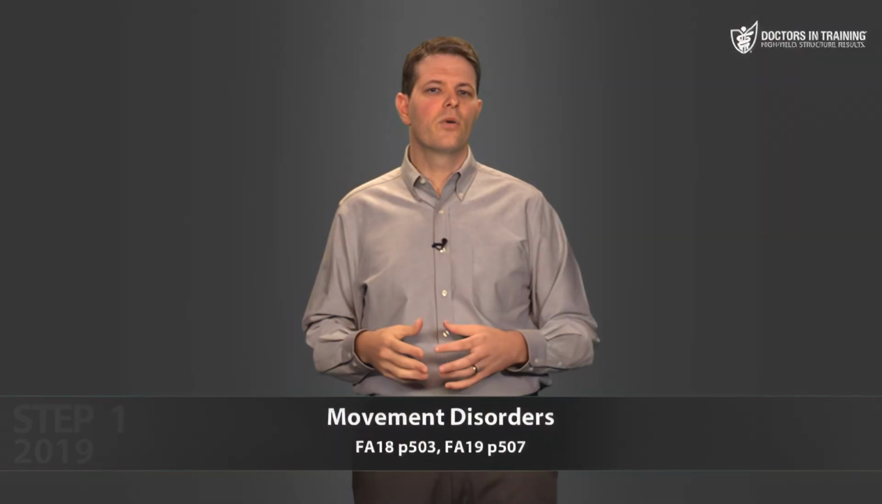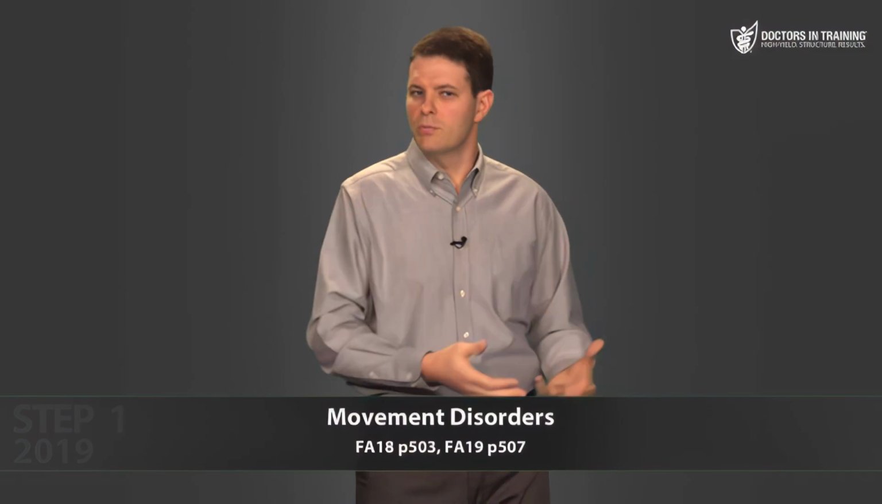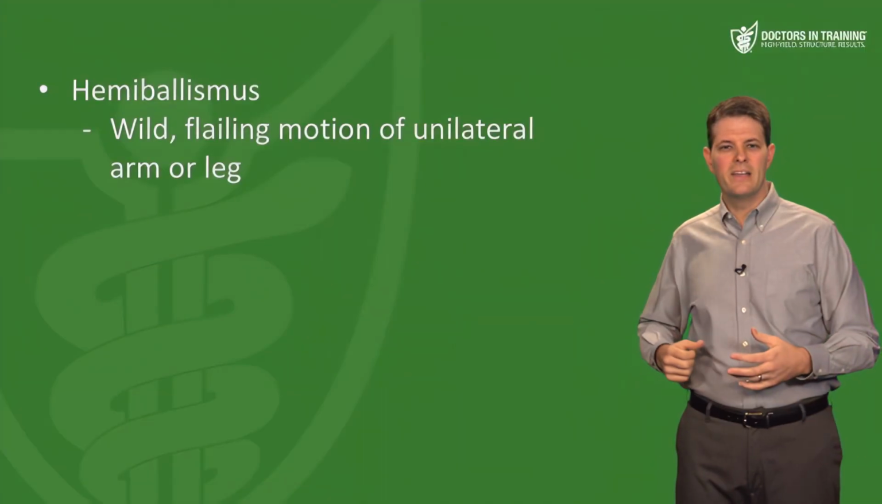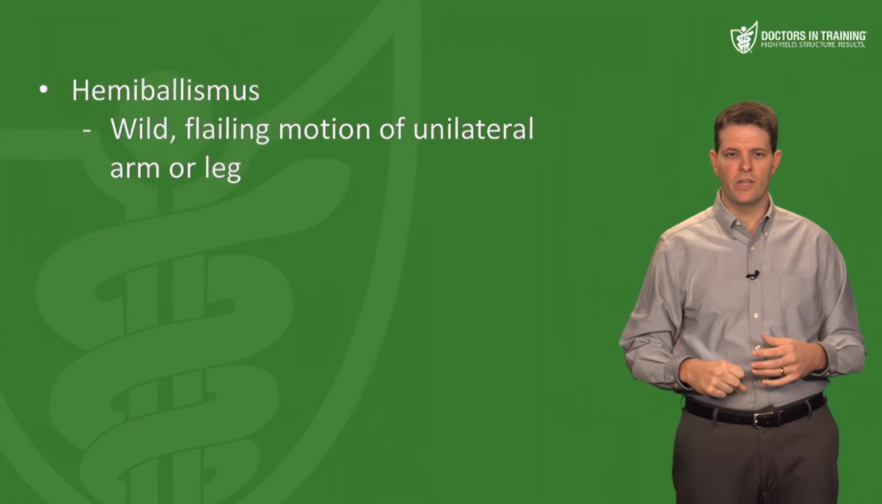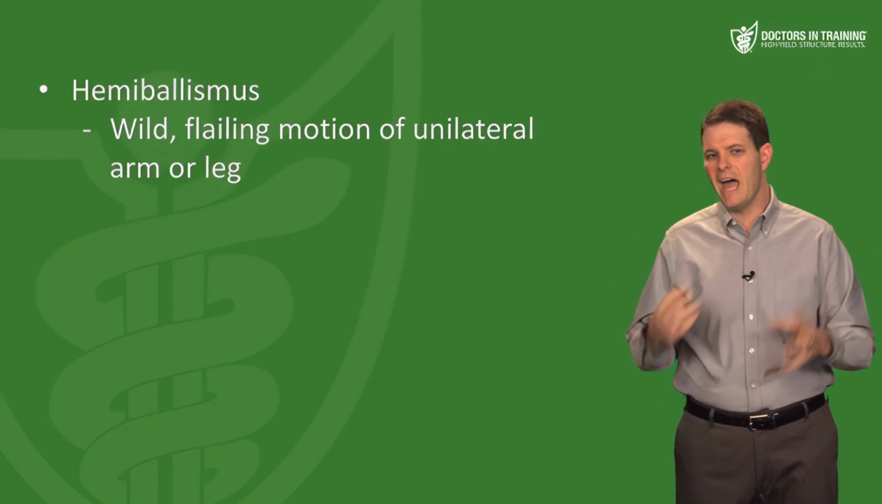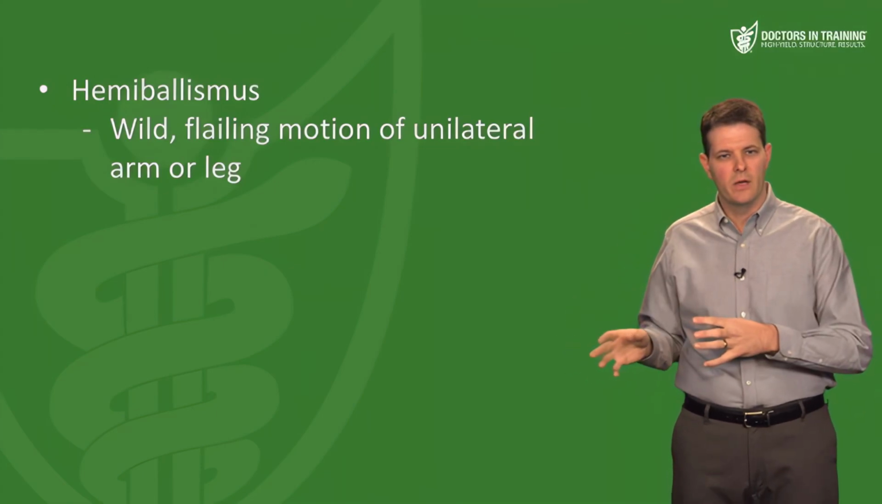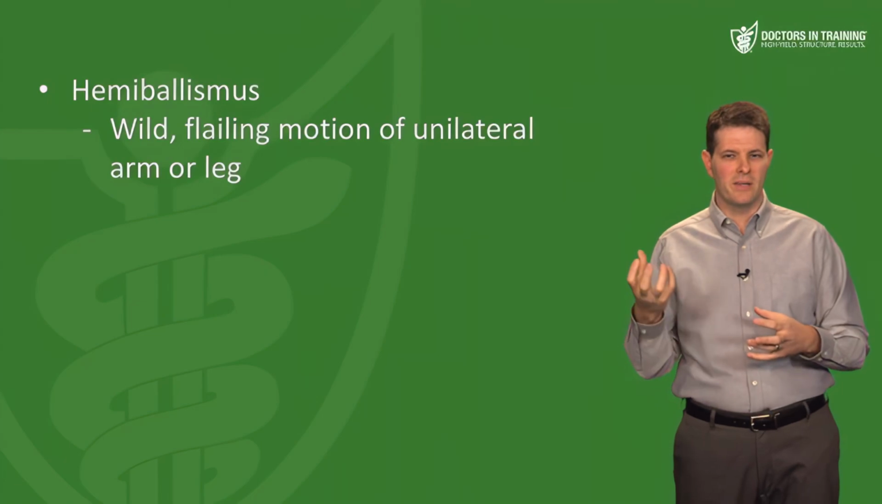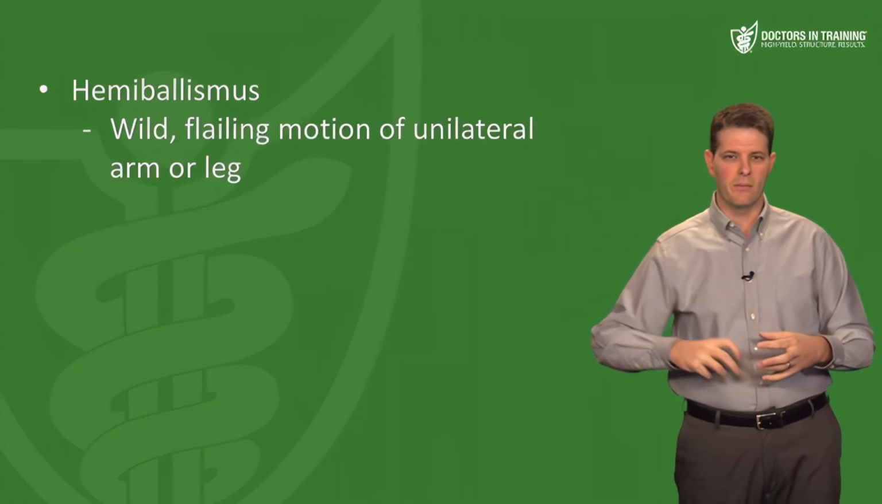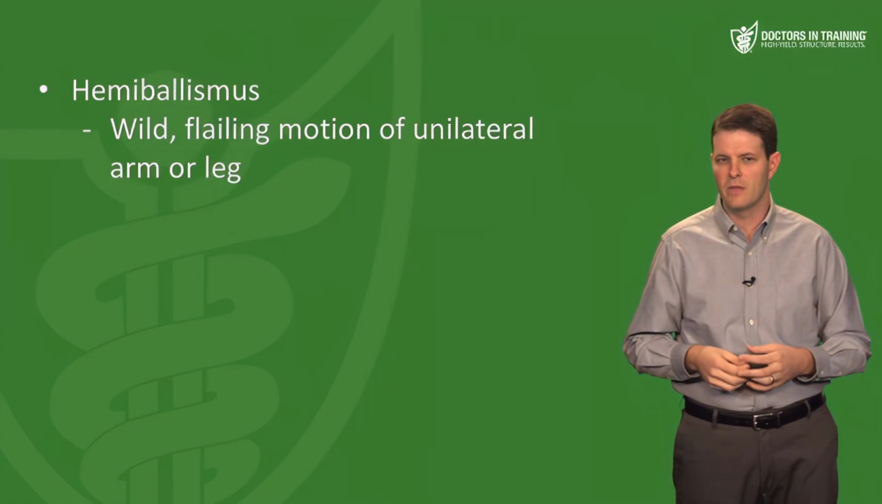Now let's talk about some disorders not of hypokinesia, but hyperkinesia, too much movement. So there's hemiballismus, which is a wild flailing motion of the arm or the leg, but just on one side. So hemi means half, so this is affecting one half of your body, one side of the body. And I always see the word ball and I think about somebody flinging a baseball around. So it's a big wild movement, not little fine movements like we see with athetosis.